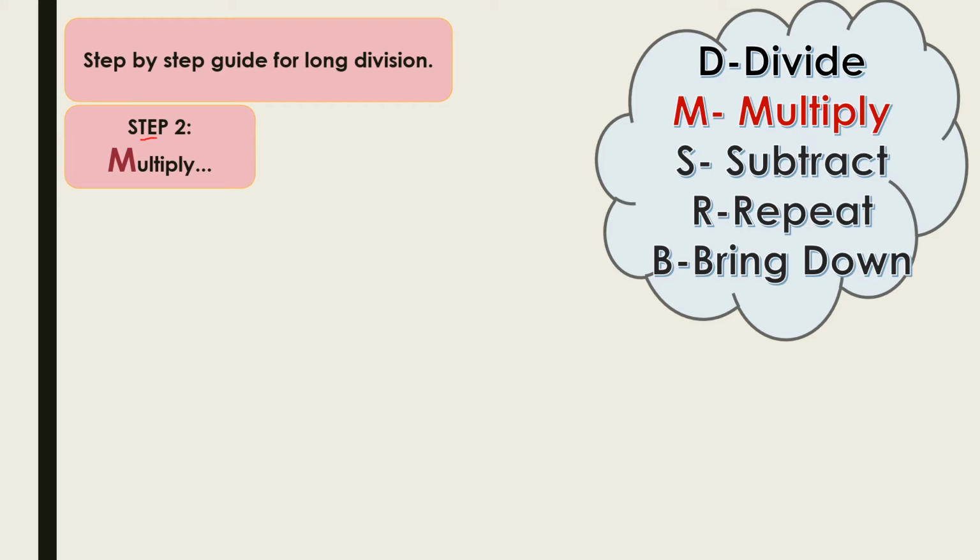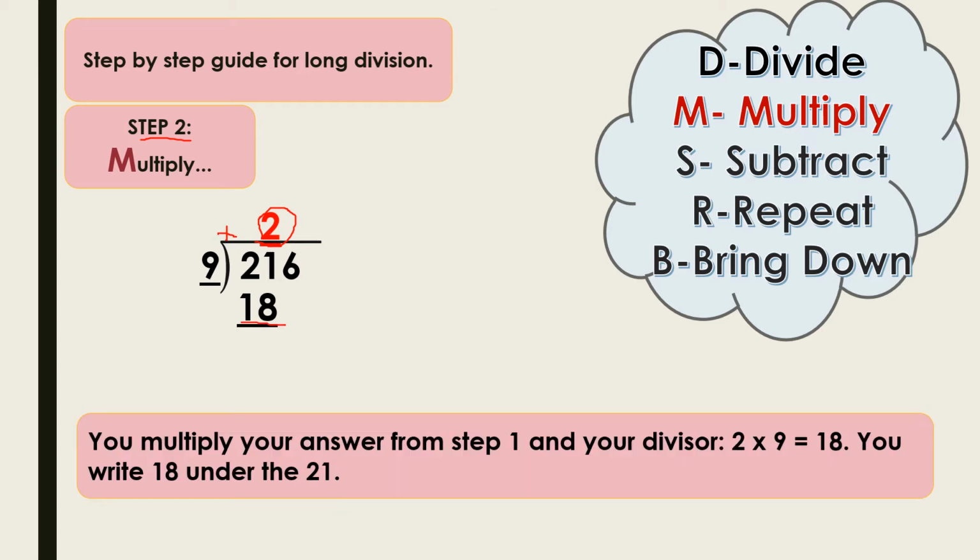So next step is multiply. After you write the number in the quotient line, you need to multiply it by the divisor. 2 times 9 is equals 18. So you just write 18 here. As you multiply your answer from step 1 and your divisor, 2 times 9 is equals 18, you write 18 under the 21. So that is multiply.